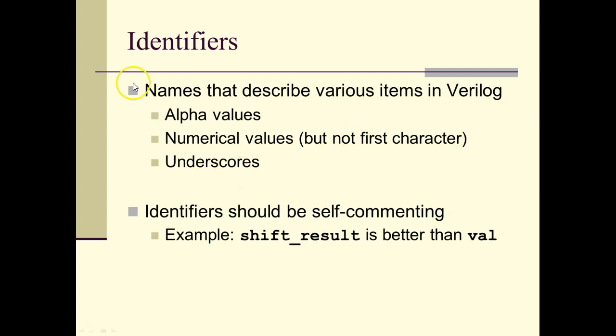So here's an example. This shift result could be the output of a shift register, which is a better, more descriptive name than just simply val. Anyway, self-commenting, use it.